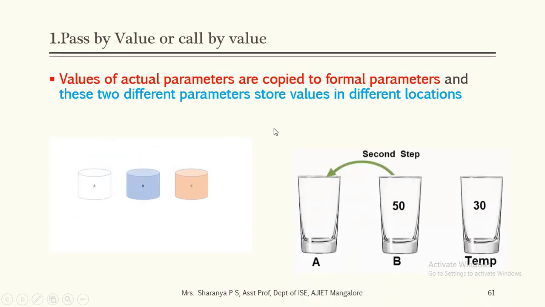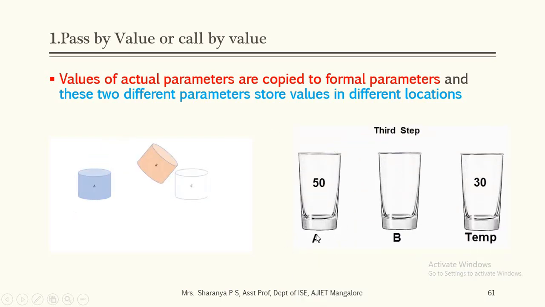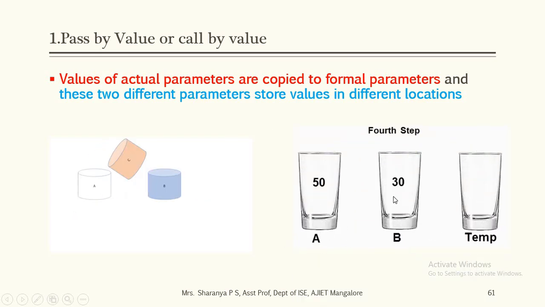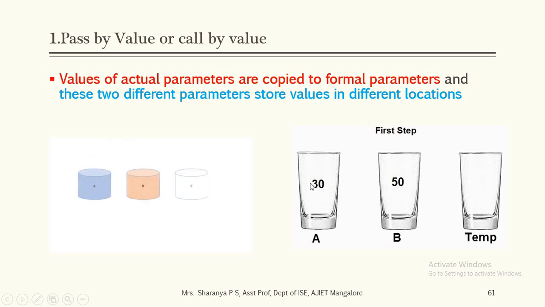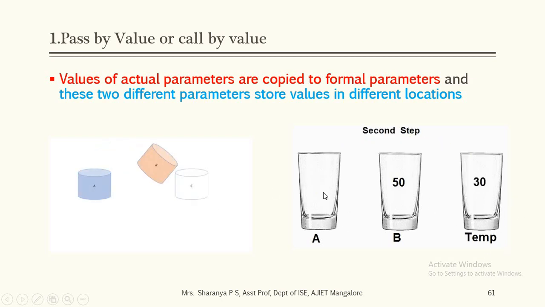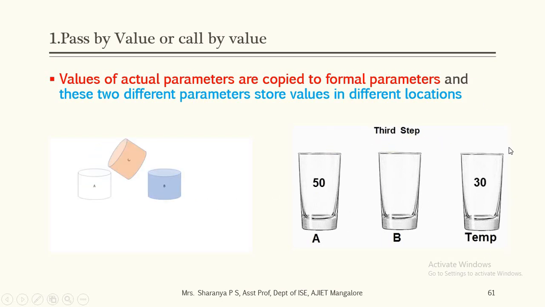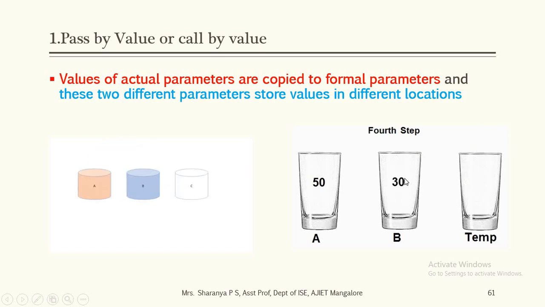Or in simple terms, think that there are two variables A and B with the values 50 and 30. Now I want to swap between these two. What can we do? We can take a temporary variable and copy this 50 to it. Whatever is present in this 30, I am going to copy onto the temporary.